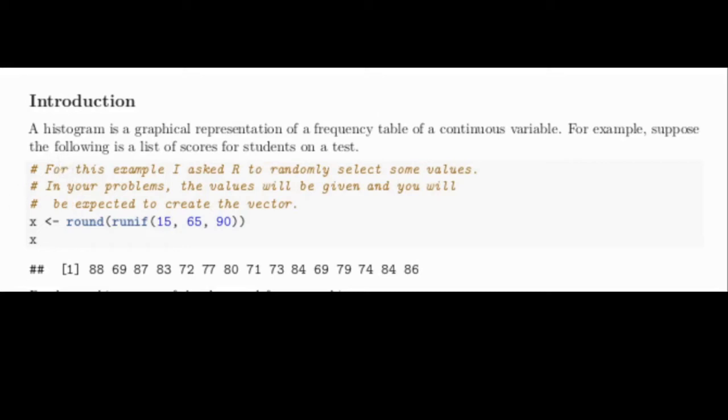A histogram is a graphical representation of the frequency table of a continuous variable. For example, here are some scores. They just happen to be selected from a uniform distribution. Let's pretend that those are scores for some students on a particular test.